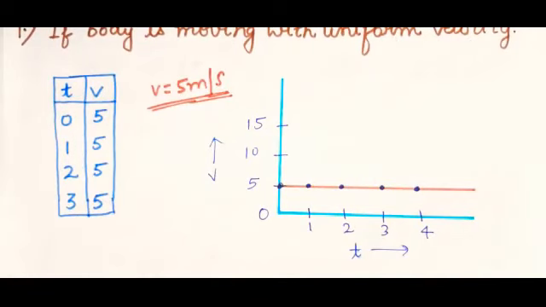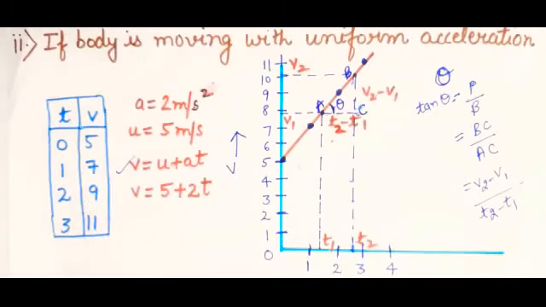Okay. Now the second case. The second case is if the body is moving with uniform acceleration. Yes, you are right. This case we discussed in the previous lecture also. This is the same case which we used to study VT graph, from which we derived equations of motion by the graphical method. So I am not repeating this graph again. I am just giving you a heading. You can do it yourself from there.